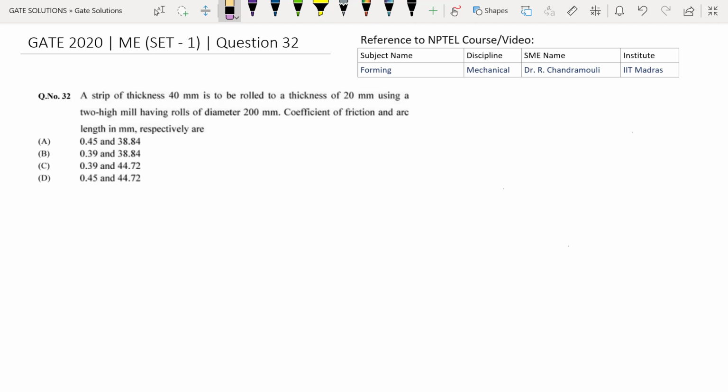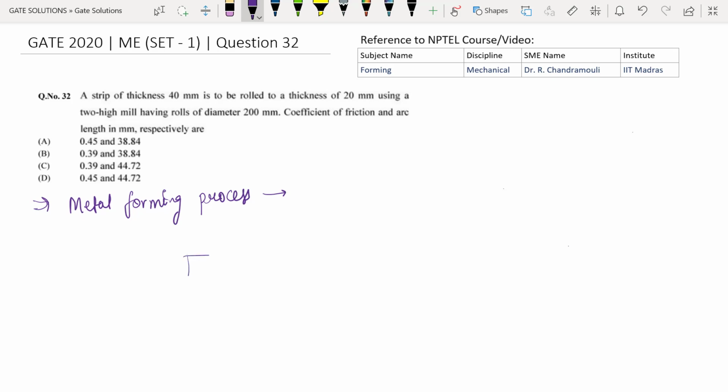To solve this question, one can refer to the NPTEL course video lecture which is mentioned at the top right corner. First we need to understand what the rolling process is. Rolling is one of the metal forming processes in which a stock of material is passed between one or more pairs of rolls in order to reduce and maintain uniform thickness.